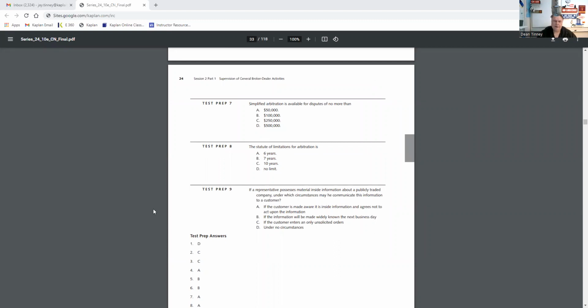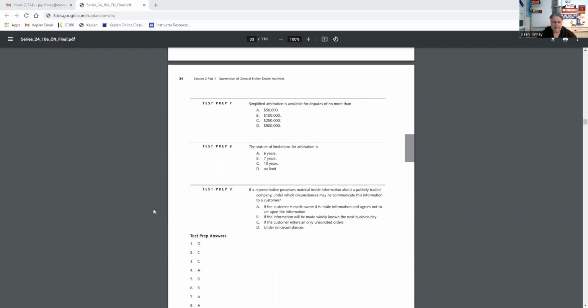Simplified arbitration is available for disputes no more than, and it's A, $50,000. Now, this Series 24 is very good at giving you answers for different things that are distractors here, but could have been the right answer for some other thing. It's also simplified. The answer is A, 50 grand, and that there's one arbitrator and start to finish 30 days.